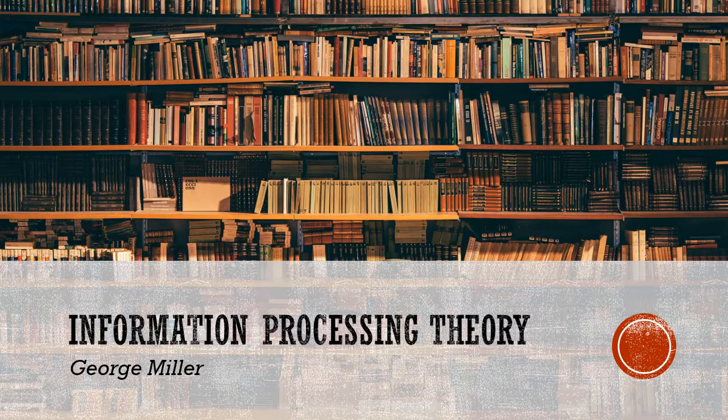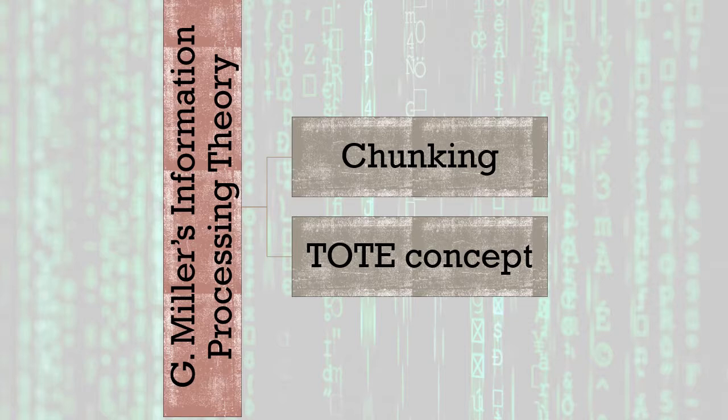The next 2 key ideas both come from George Miller's information processing theory. The 2 key ideas of information processing theory that will be discussed include chunking and the TOTE concept.